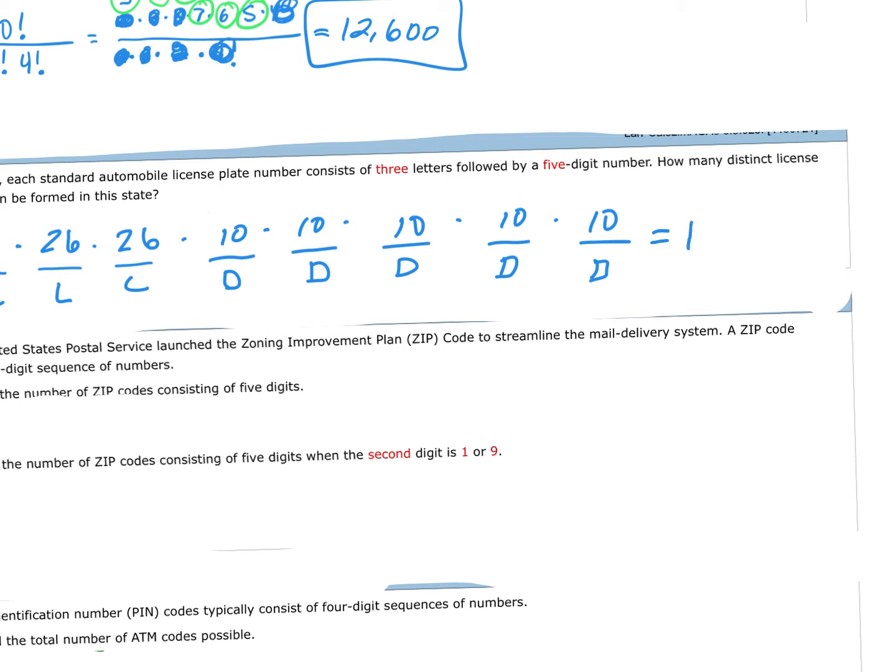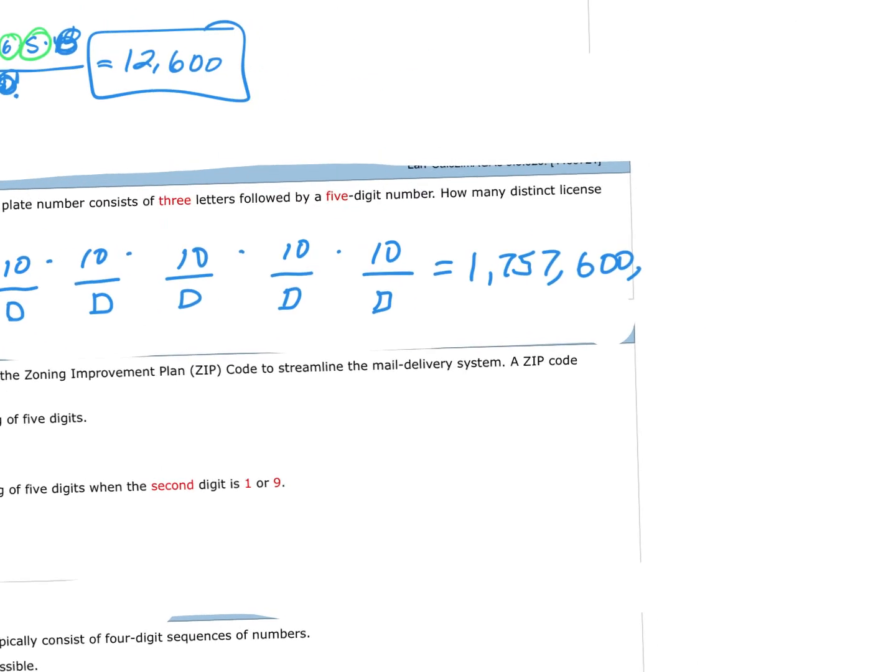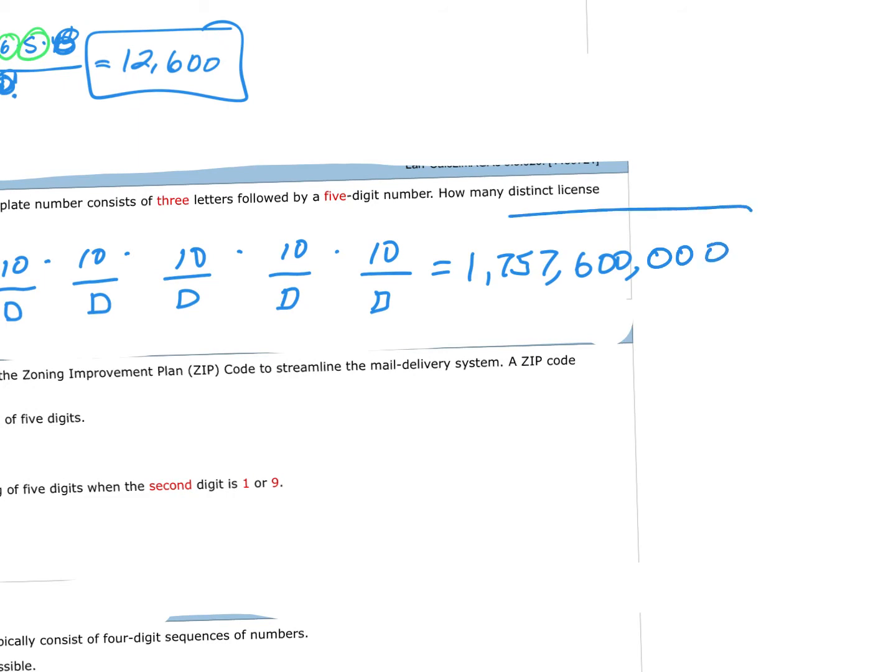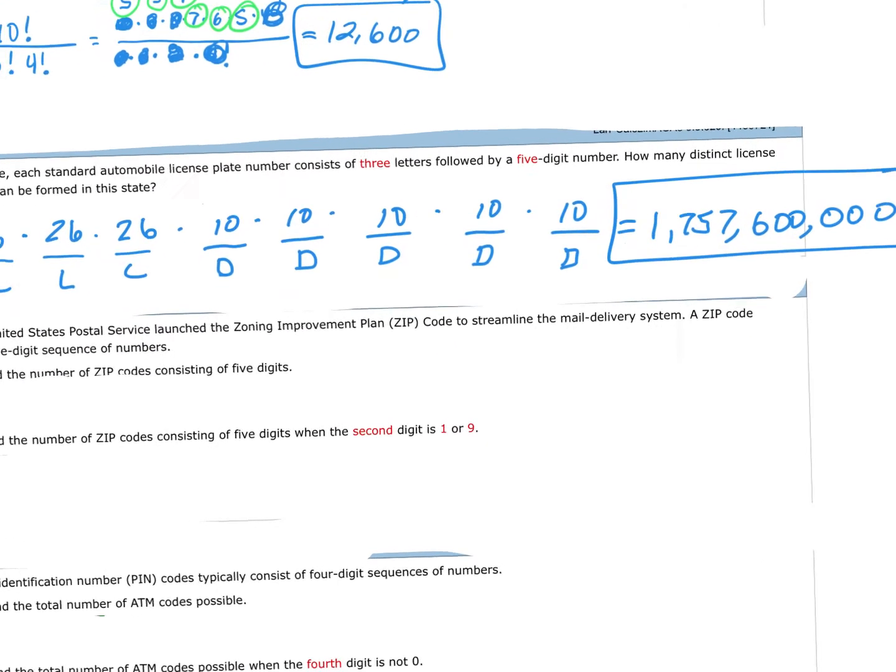What did we get? 17,576,000,000. It's a lot of license plates, huh? Okay, that's fine.